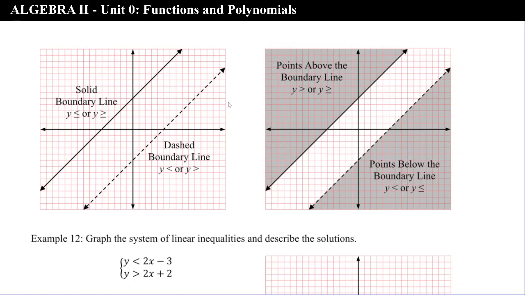Now, if you are going to be including or graphing the points that are above the boundary line, as indicated by greater than or equals to, you're going to shade above the line, okay? If you are including the points below the boundary line, as indicated by less than or equal to, you're going to shade below the boundary line. So let's do a couple of examples to see how this works.